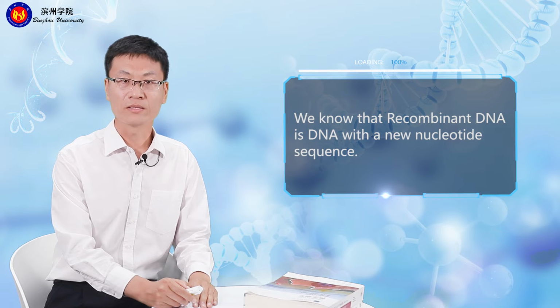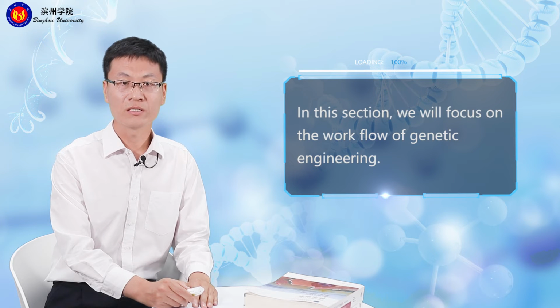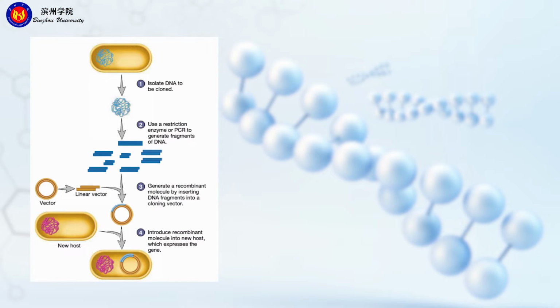We know that recombinant DNA is DNA with a new nucleotide sequence. Such DNA is formed by joining fragments from two or more different sources. In this section, we will focus on the workflow of genetic engineering. The basic steps of genetic engineering can be briefly described as shown in this figure.